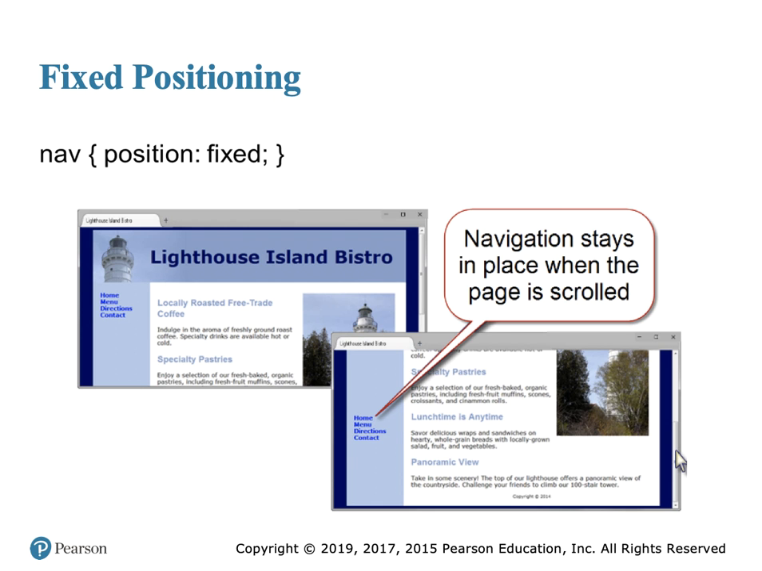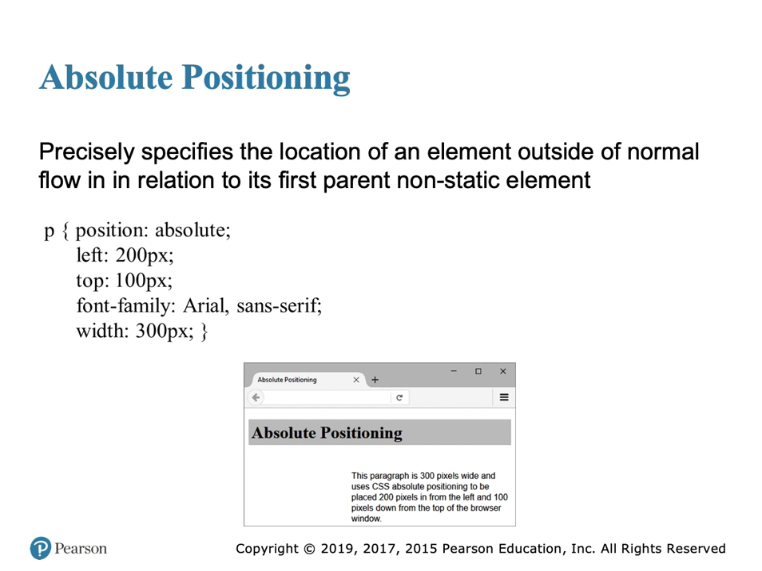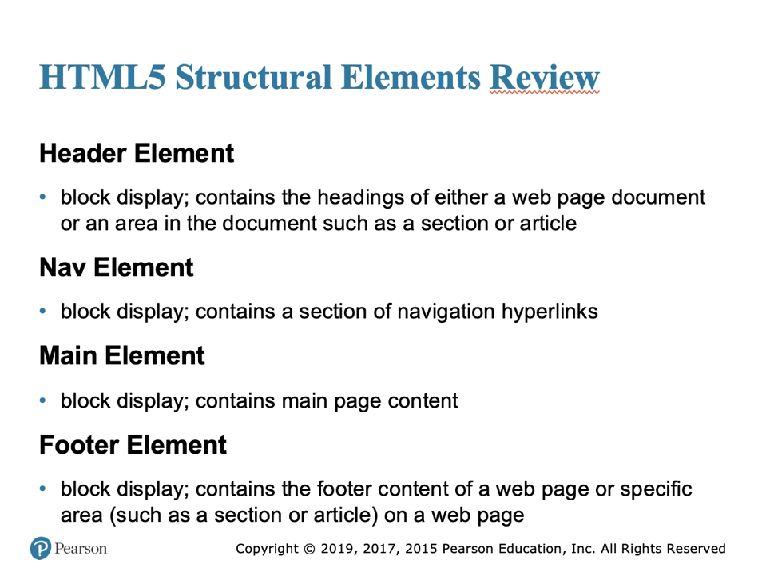In this example, with fixed positioning, the navigation stays in the same place when the page is scrolled, rather than scrolling up with the rest of the page. In this example of relative positioning, the location of the paragraph is changed in relation to where it would normally flow. Normally, it would be aligned with the left margin. Absolute positioning precisely specifies the location of an element outside of normal flow in relation to its first parent non-static element. With this example of absolute positioning, this paragraph will always have 200 pixels to the left and 100 pixels above it.